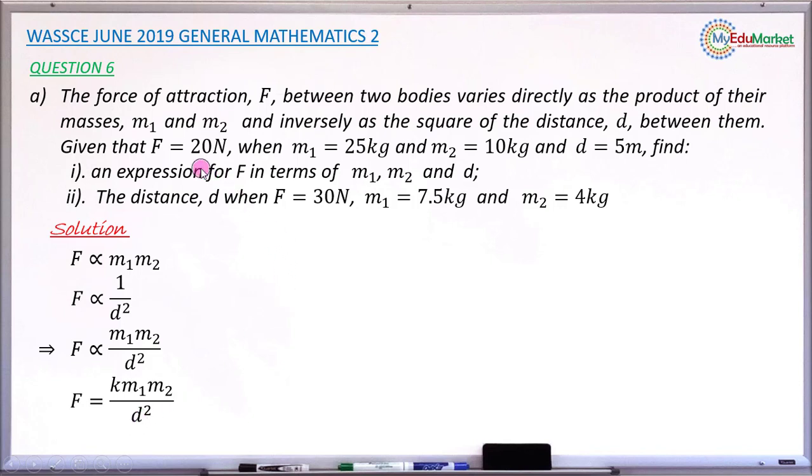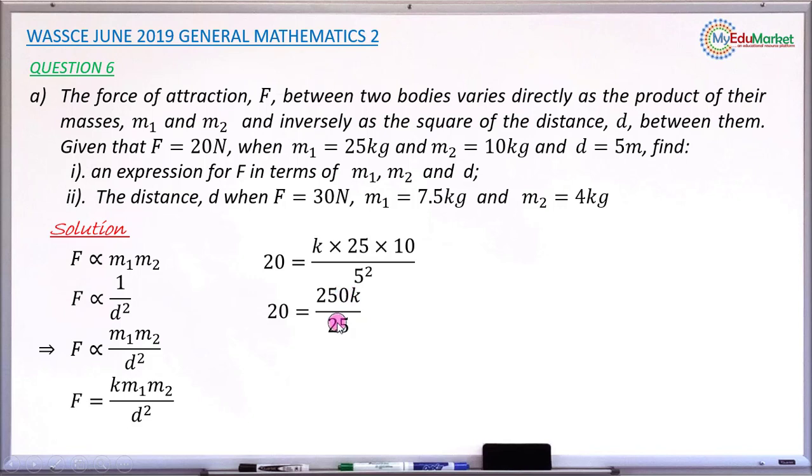So go back to the question. This F is 20 Newton when m1 is 25 and m2 is 10 and d is 5. So you now substitute in this formula so that you get the constant of the proportion. So substitute F by 20, m1 by 25, m2 by 10, d by 5 in this formula. You now have 20 equals K multiplied by 25 multiplied by 10 all over 5 square. So 25 times 10 is 250, and 5 square is 25. So you have 20 equals 250K all over 25.